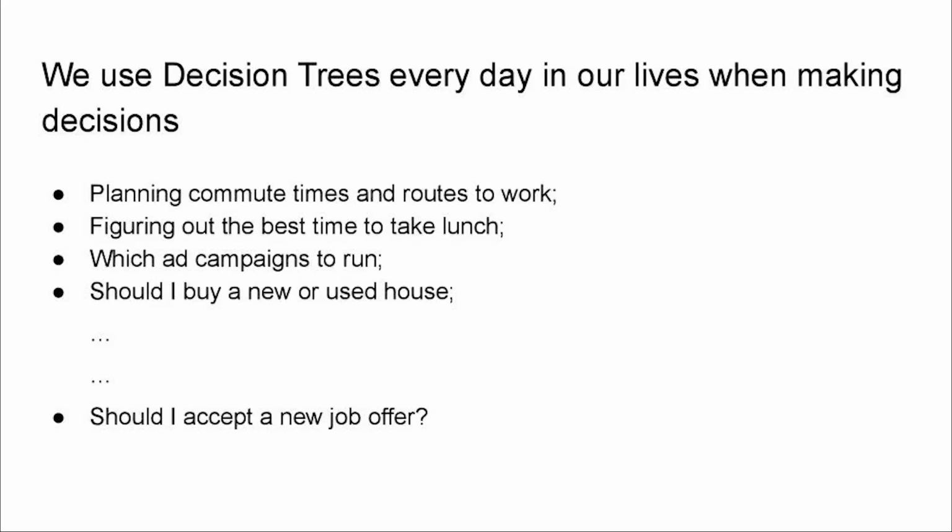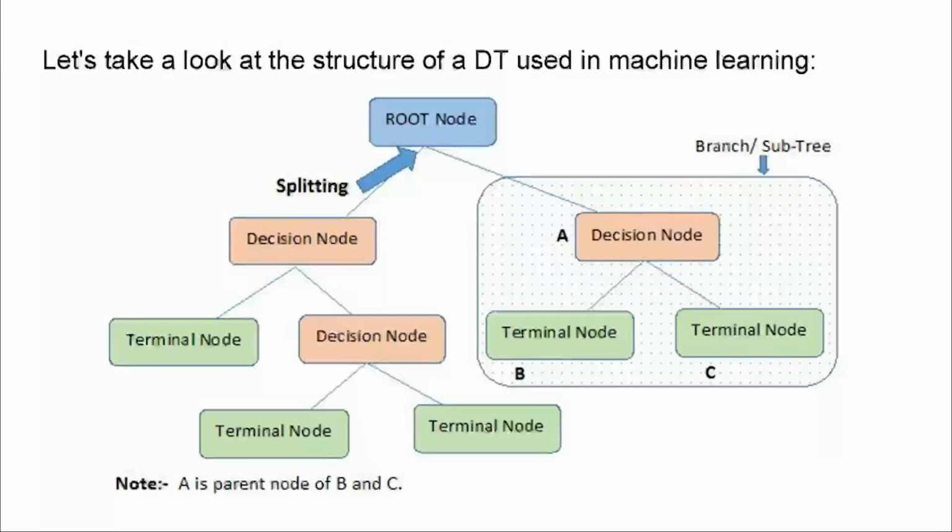Or when figuring out the best time to take a lunch break. Which campaign should I run to promote this or that item? When buying a home, should I go for a used one or not? Or in the example that we are going to illustrate over the next two slides, should I accept a new job offer or not? Let's take a look at the structure of a decision tree used in machine learning.